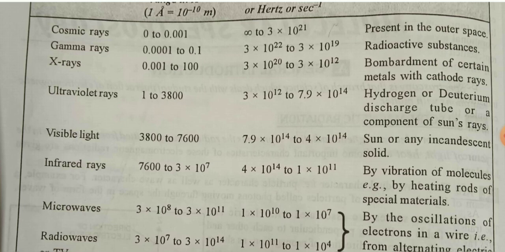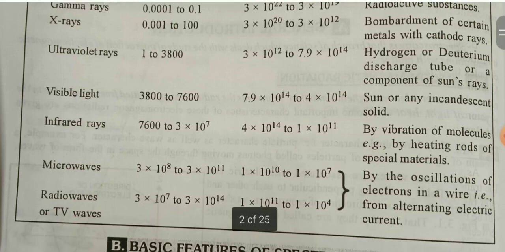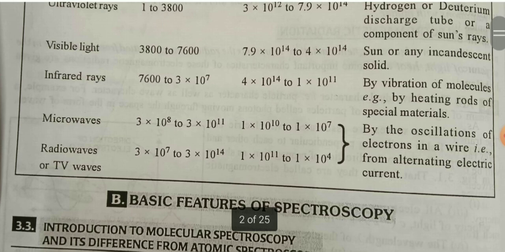Next is ultraviolet rays with wavelength 1 to 3800 and frequency 3 into 10 raised to power 12 to 7.9 into 10 raised to power 14, and the source is hydrogen or deuterium discharge tube or a component of sun's rays. Visible light has wavelength 3800 to 7600 with frequency 7.9 into 10 raised to power 14 to 4 into 10 raised to power 14, and the source is sun or any incandescent solid.